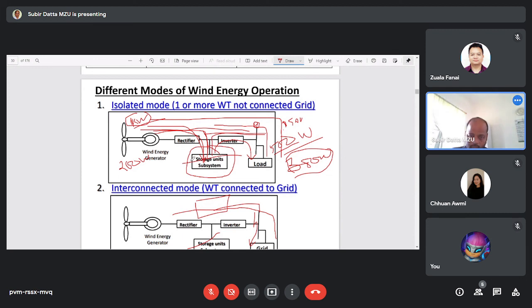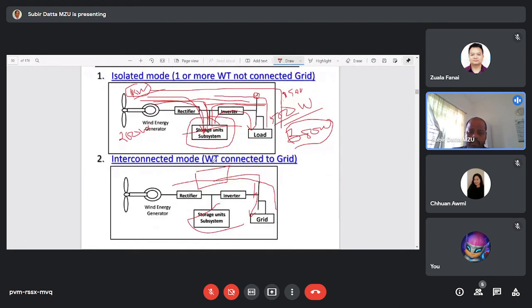So here the most important part is that we have to use the storage unit, that means either a battery or a supercapacitor. We can use these to design the standalone based wind energy conversion system, or the isolated mode based wind energy conversion system.